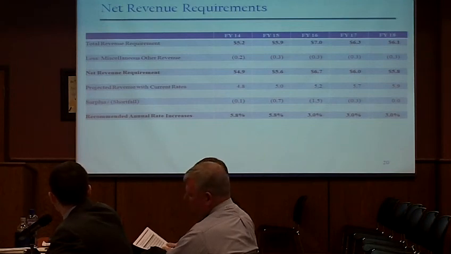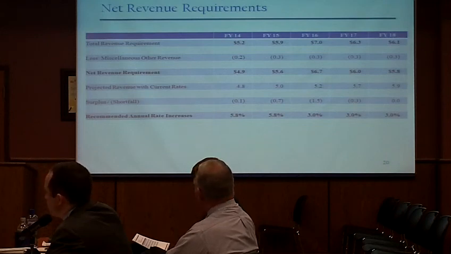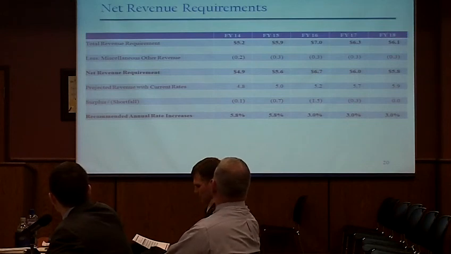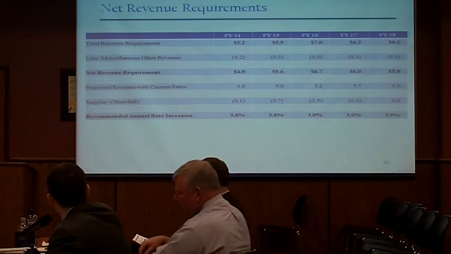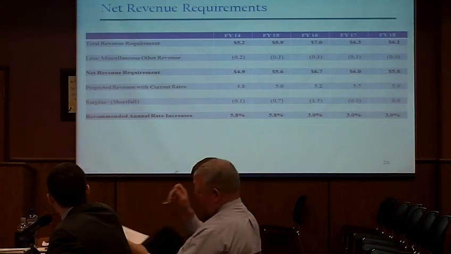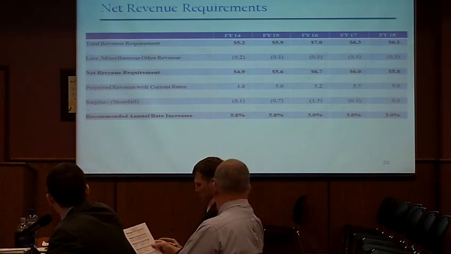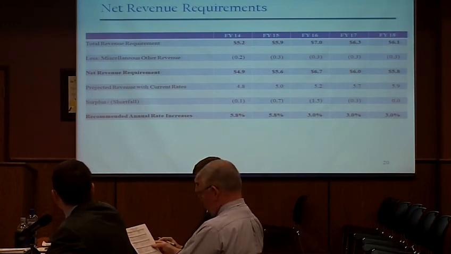So subtracting that from your total requirement gives you how much you need to collect from your users, the net revenue. We compare that with what your current rates would produce, given the same growth scenario, and then you see if there's a surplus or shortfall each year. And then the last line there is what I recommended annual rate increases would be each year. So 2 years of 5.8%, followed by 3 years of 3%, just to keep up with escalation costs.